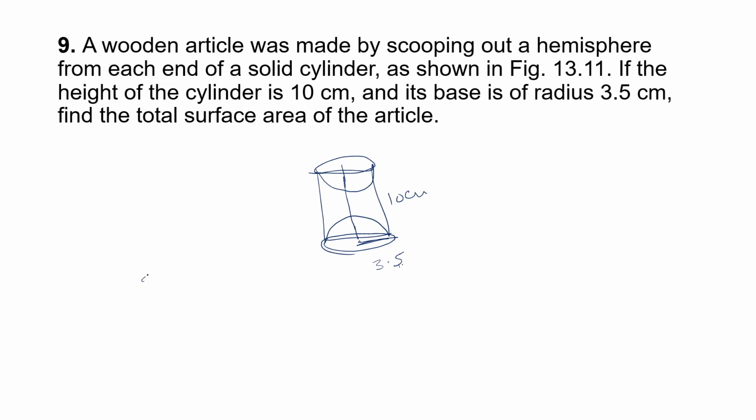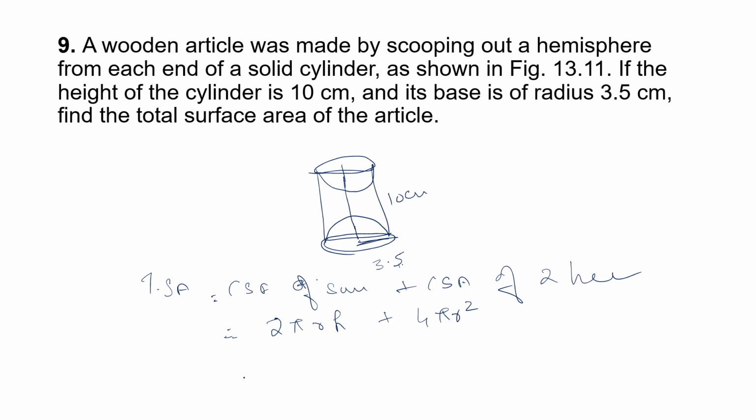This is so easy. See, total surface area is CSA of cylinder and CSA of two hemispheres, one at the top and one at the bottom. 2 pi r h plus 4 pi r square. Just take these values out and substitute. 2 pi into r is 3.5 into h is 10 plus 4 pi into r square, 3.5 whole square. If you calculate this, you will arrive at the answer 374. Just substitute the value and calculate, you can get the answer.